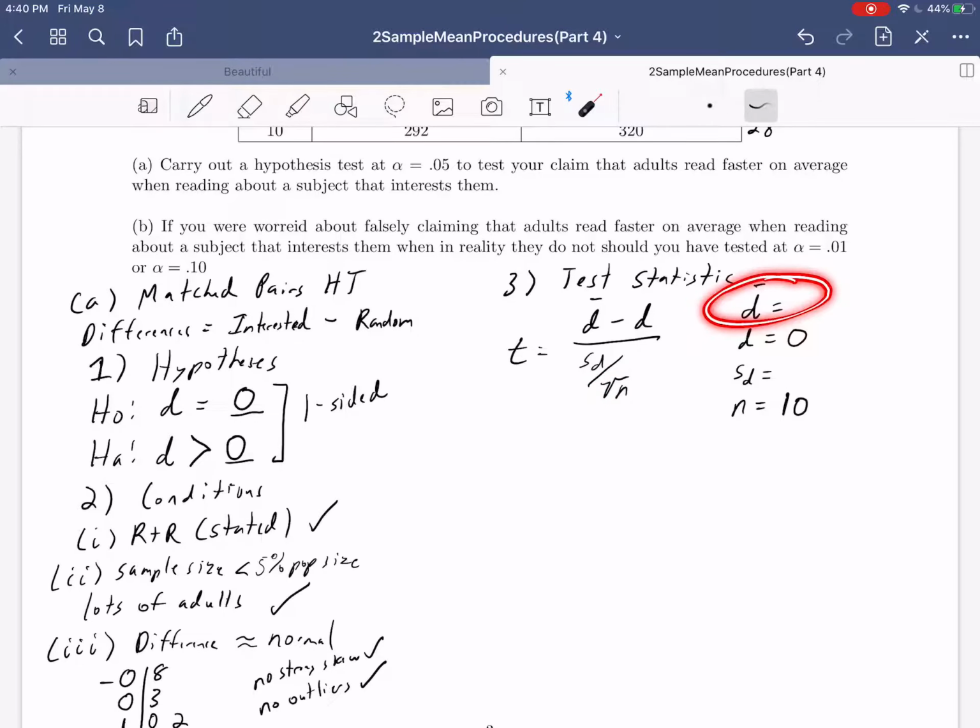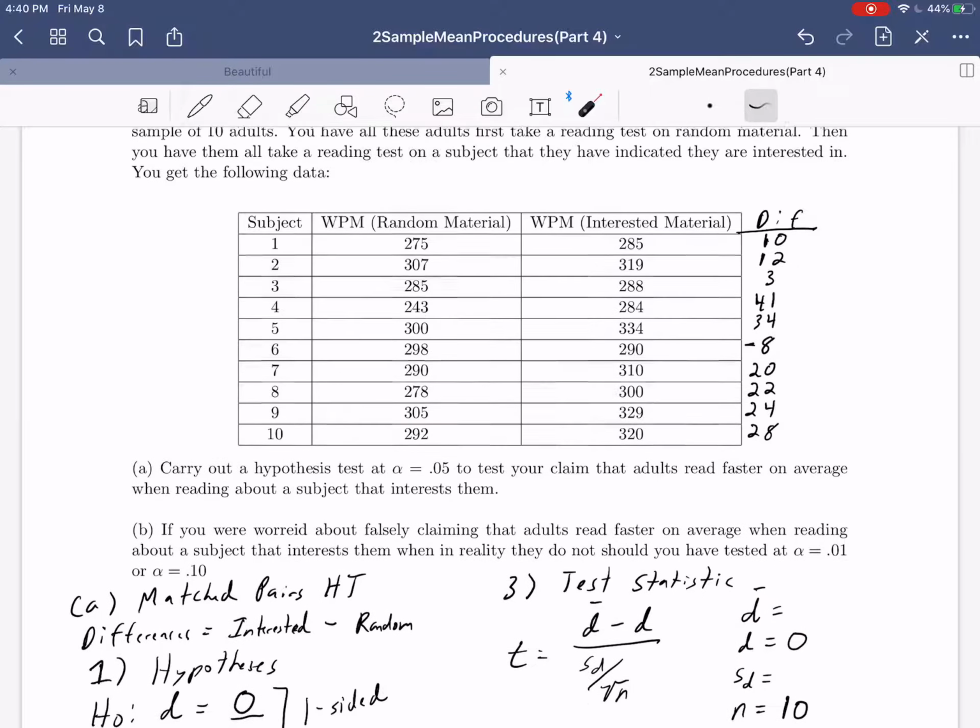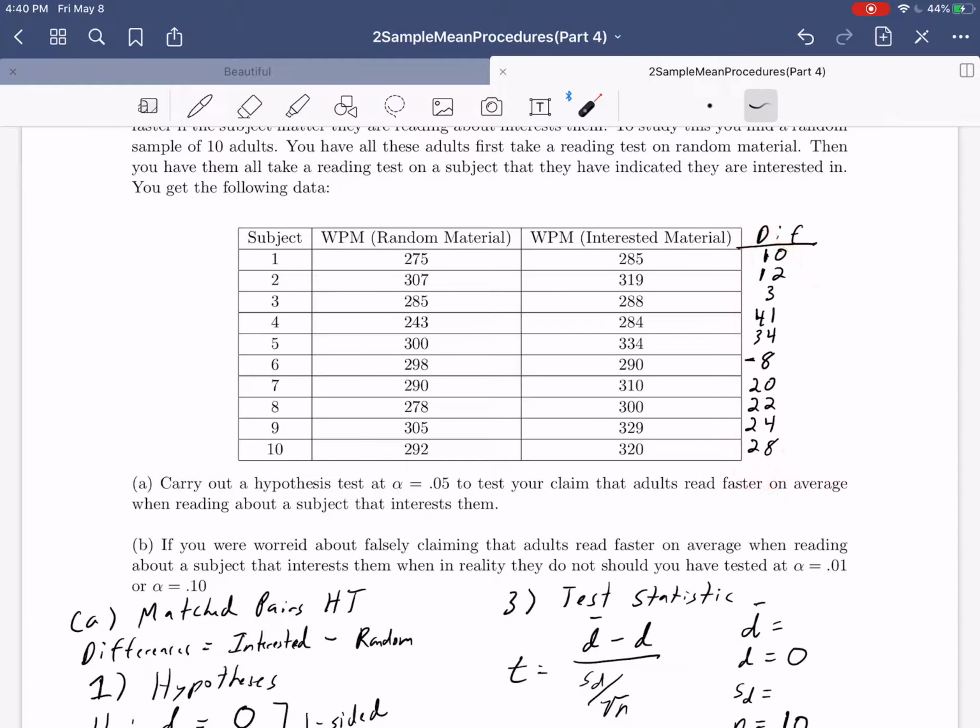Now we need to find the average and the standard deviation of those differences. So now it's time to grab that stuff, right? Grab all these differences and pop these into L1 and use your 1-Var Stats. So if you have a calculator, you can go ahead and do this as I type this in as well. So type in those differences: 10, 12, 3, 41, 34, -8, 20, 22, 24, and 28.